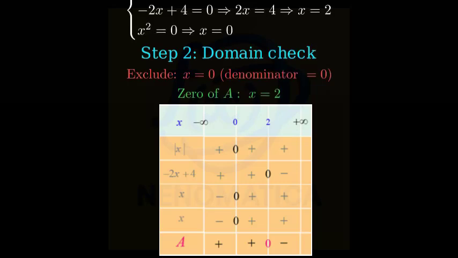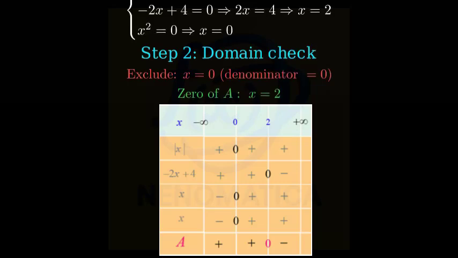Absolute value of x is positive everywhere except at 0, where it is 0. Negative 2x plus 4 is positive when x is less than 2, is 0 at 2, and negative when x is greater than 2. The denominator x squared is positive for every x not equal to 0, and 0 at x equals 0. Therefore, the sign of A is the sign of the numerator on those intervals because the denominator is always positive away from 0.